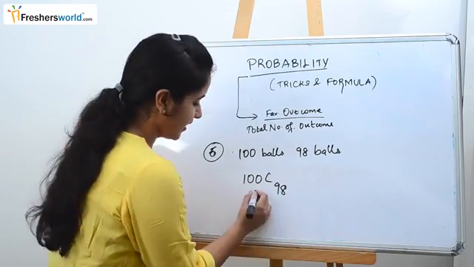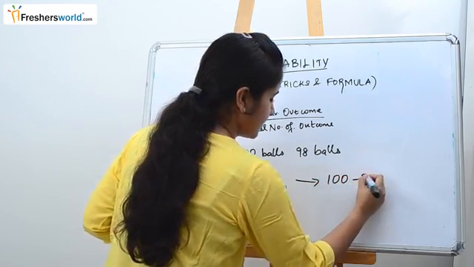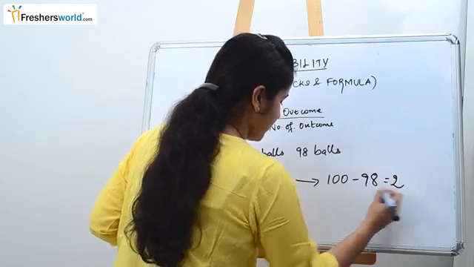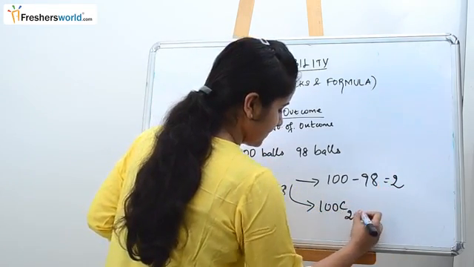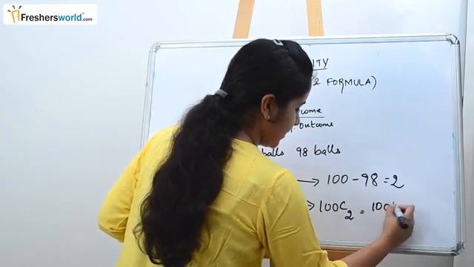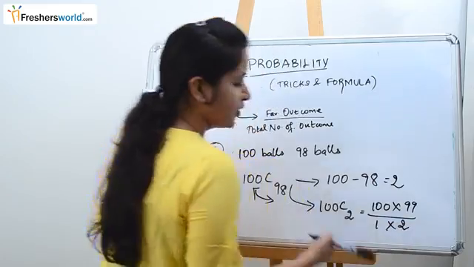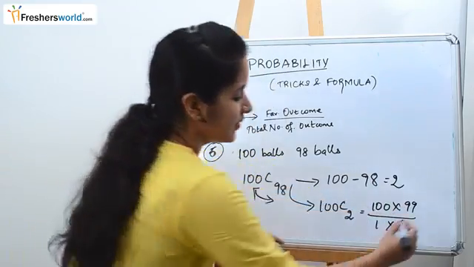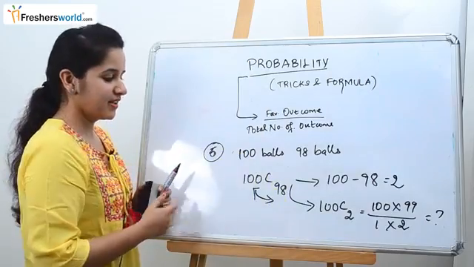What you have to do is subtract these two: 100 minus 98, which is 2. So you can write it as 100C2, which is 100 into 99 divided by 1 into 2. You can reduce this. The value that we get here is the same as that for this. Let's take another example.